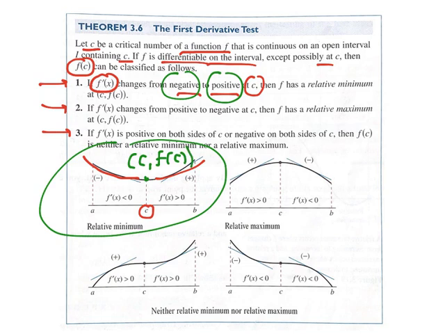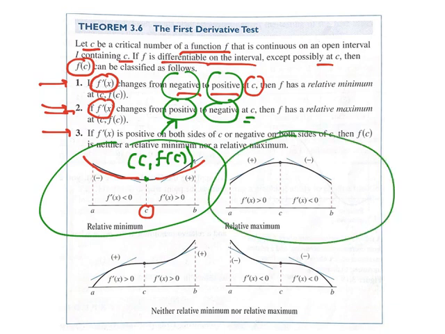And look at number 2 here. If the derivative changes from positive to negative at c, meaning the function is going from increasing to decreasing at c, which means we'll have a picture like this. The graph would be rising and then falling. So that means at x is equal to c, the function must have a relative maximum. So we must have a relative maximum at c, f of c.